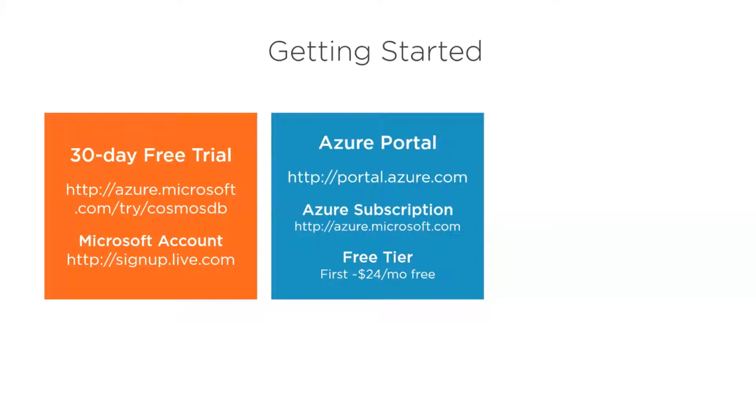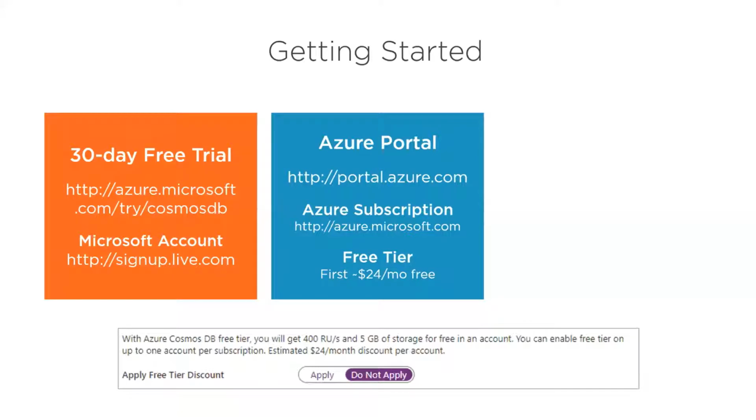where roughly the first $24 a month comes free, as long as you don't exceed 5 gigabytes of storage or 400 request units per second, and I'll explain what that means soon enough. As long as you don't exceed that throughput and that storage, you can actually use Cosmos DB for small to medium sized production workloads and not pay anything.